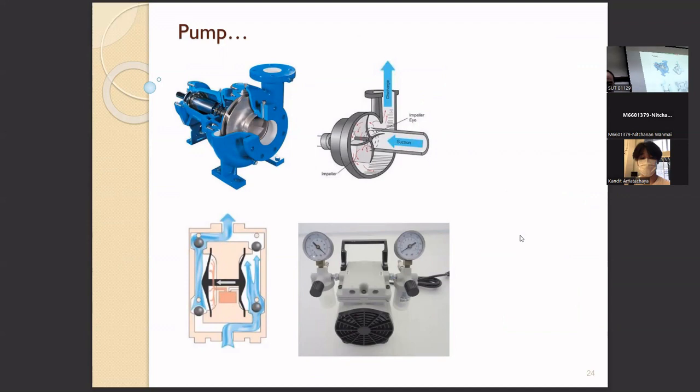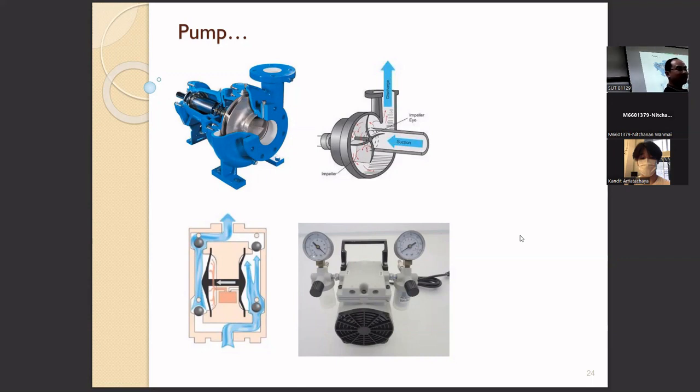This is a pump. We use the pump to transport liquid, to transfer liquid from one point to another. Usually we have two types of pump. The top one is the centrifugal pump. You rotate the liquid inside and pour it out. The second one is the reciprocating pump, and this is an example of a peristaltic pump. In chemical or material work, usually we use a peristaltic pump.